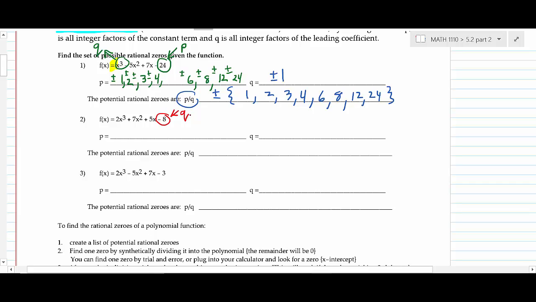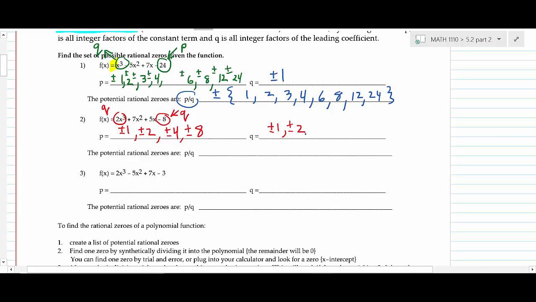1, 2, 4, and 8, right? Okay, now put the plus or minus. You have plus minus 1, plus minus 2, plus minus 4, plus minus 8. Okay, Q, what are all the factors of 2? 1 and 2. Okay, so you put plus minus 1, plus minus 2.